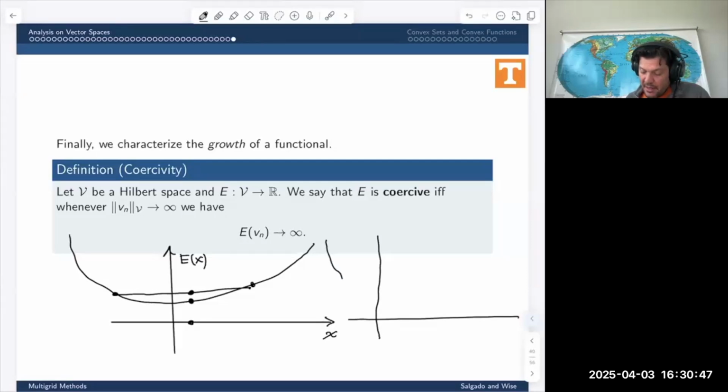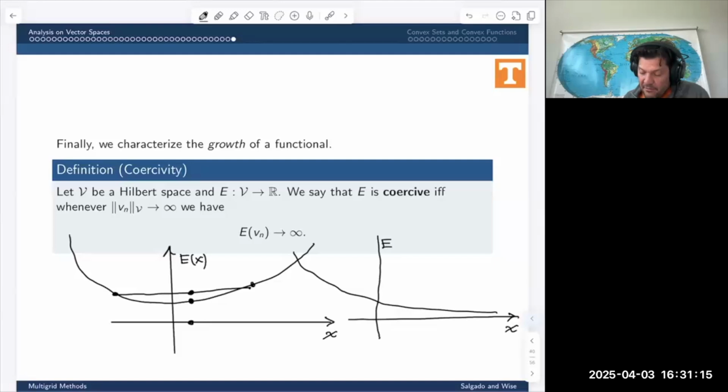For example, let's say an exponential function which looks like that. Okay, so that's supposed to be an exponential function. This one's an exponentially decreasing function, decreasing down to the point 0. So this function is not coercive.